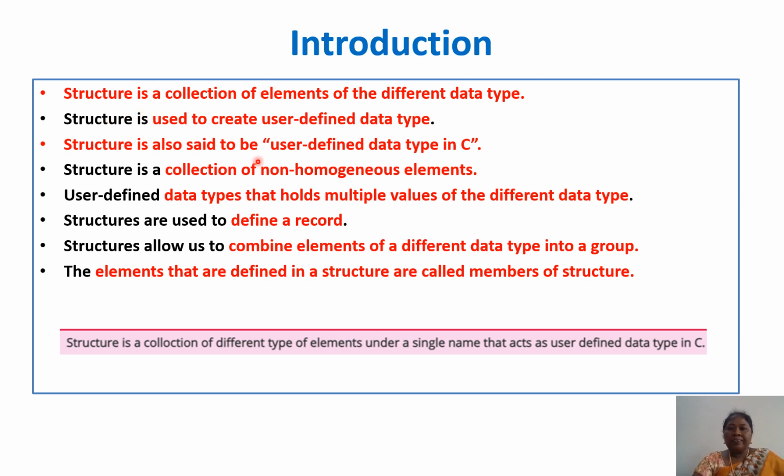It is a user defined data type in C, and a collection of non-homogeneous elements. That means it consists of multiple variables with different combinations of data types. So it can support non-homogeneous elements. A user defined data type holds multiple values of different data types. So it defines a record.